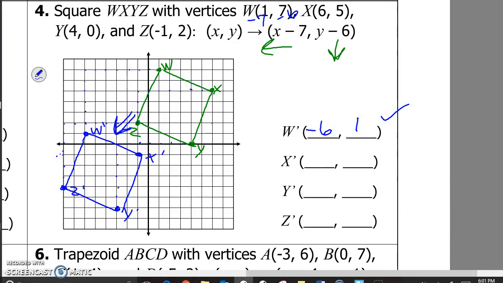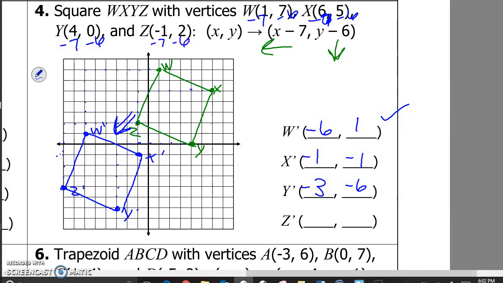All right. Negative 7, minus 6. 6 minus 7 is negative 1. 5 minus 6 is also negative 1. Negative 1. There we go. All right. Negative 7, minus 6. 4 minus 7 is negative 3, negative 6.